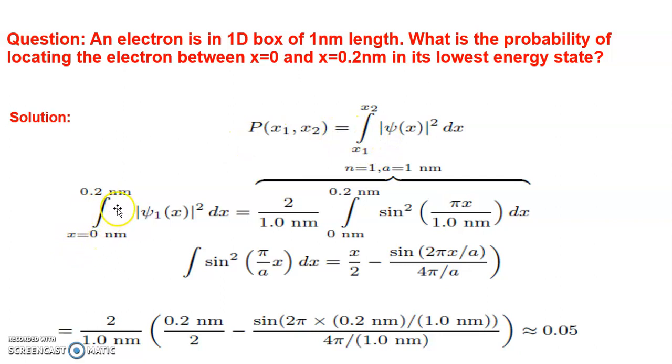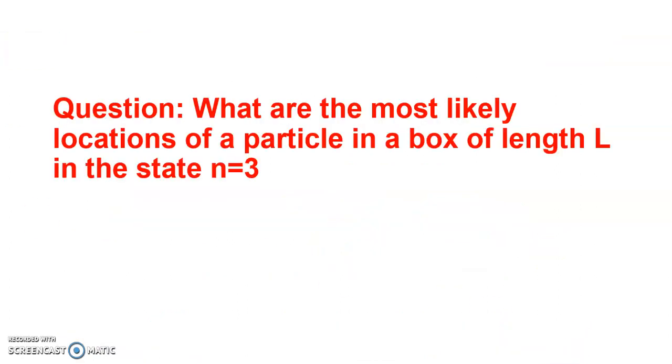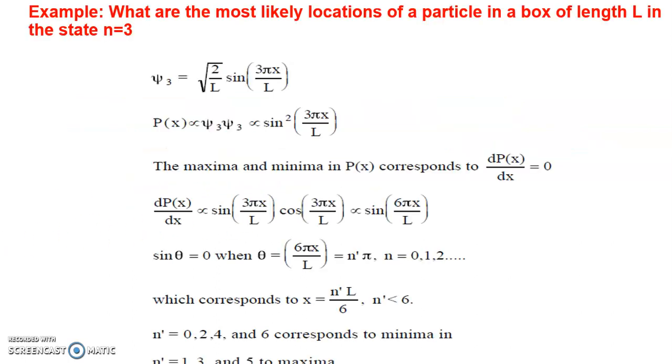Now from initial x1 to x2, do the mathematics, you will get 0.05 nanometer. So what is the most likely location of a particle in a box of length L in the state n equal to 3? So n is fixed, so you can use this. What is the most likely location of a particle in a box of length L in state 3? You know the psi 3 formula. Then you can use these conditions and you will get these values.